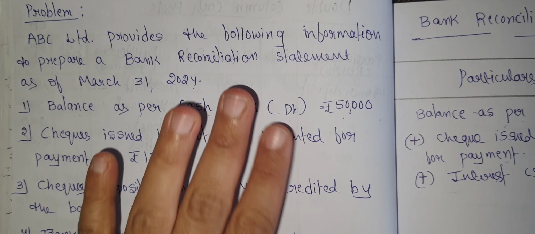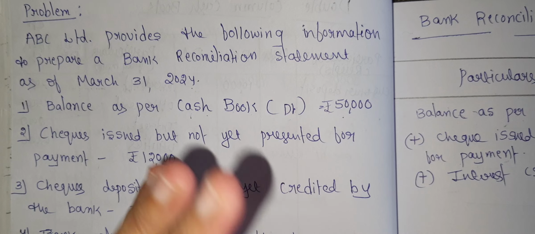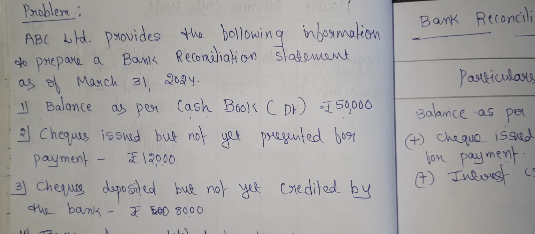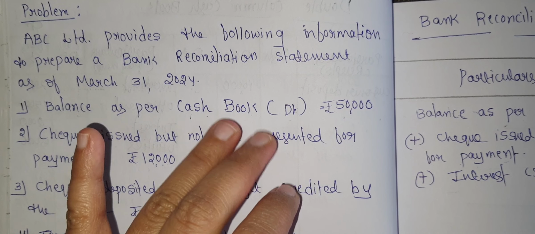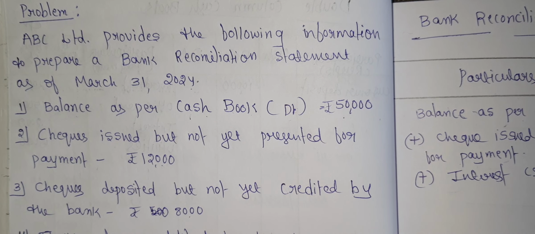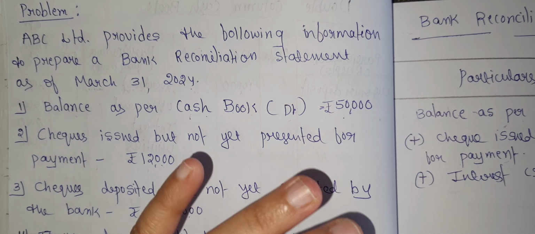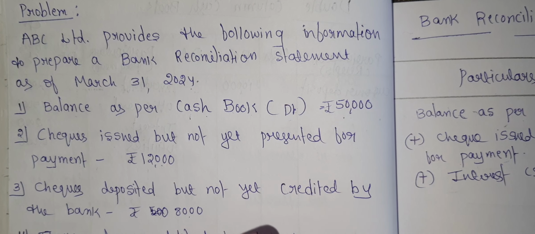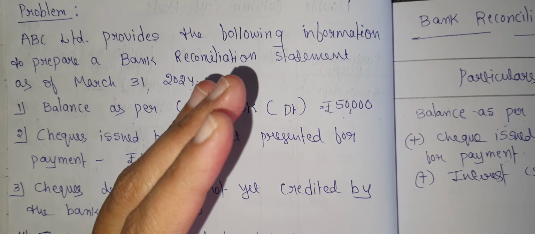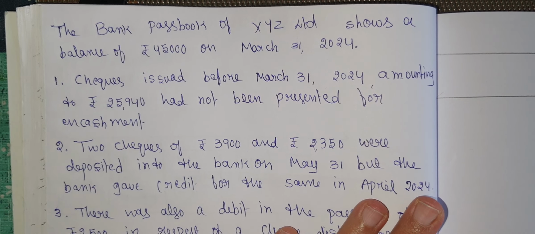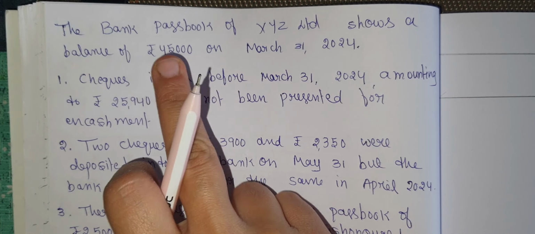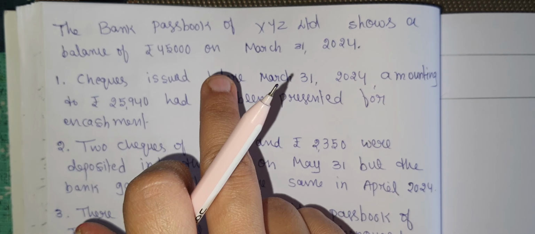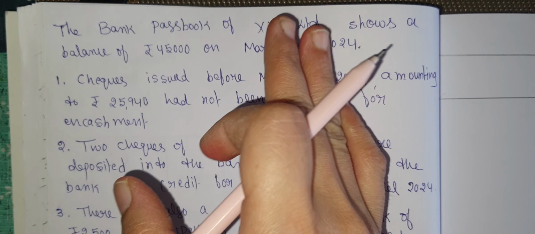Hello everyone. In this class, I am going to solve another problem that is related to bank reconciliation statement. In my previous classes, I solved a problem where the balance as per the cash book was given, and we had to find out the balance as per the passbook. In today's class, we have to find out the balance as per the cash book. Means in this problem, they have given the balance as per the passbook and we have to find out the balance as per the cash book.